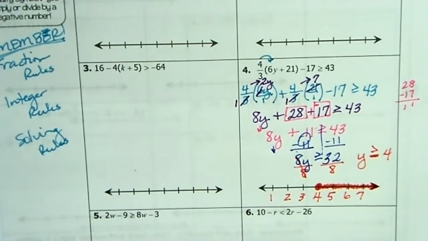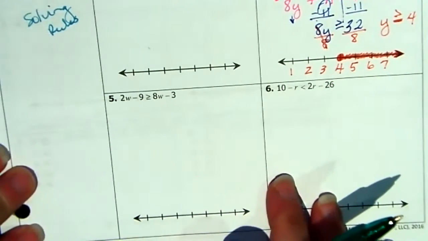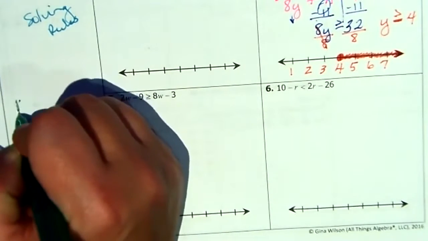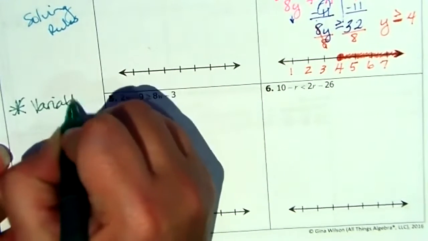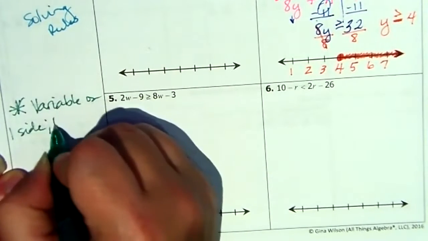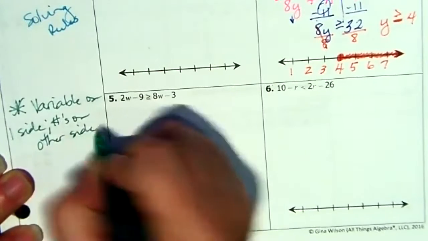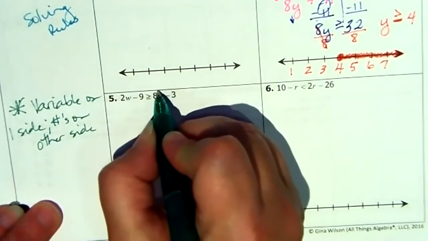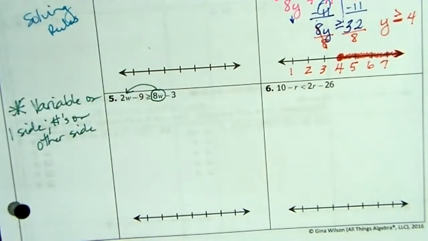There's that example. Here we go, moving right along. Number 5. This is where we've got to remember we have variables on both sides. Remember the rule: we want variables on one side, numbers on the other side. So I'm going to move the 8w to the left because I always like to have the variables on the left.